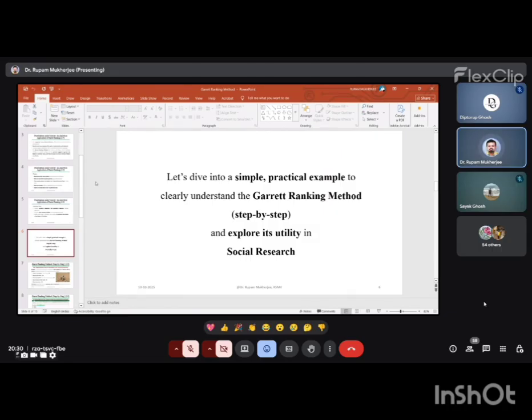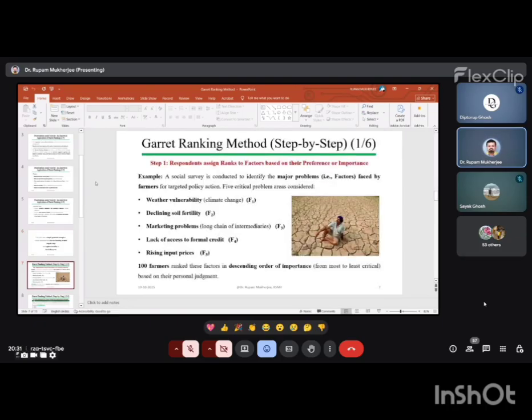Okay, so now let's dive into a simple practical example to clearly understand this Garrett ranking method. Since I am outside my home and cannot use my Excel sheets properly, I anticipated that this could happen, so I have tried to make everything clear through my slides. Look at this slide carefully. This is step 1 for the Garrett ranking method. I will explain everything step by step so that even a first year student who may have joined this class can understand it properly.